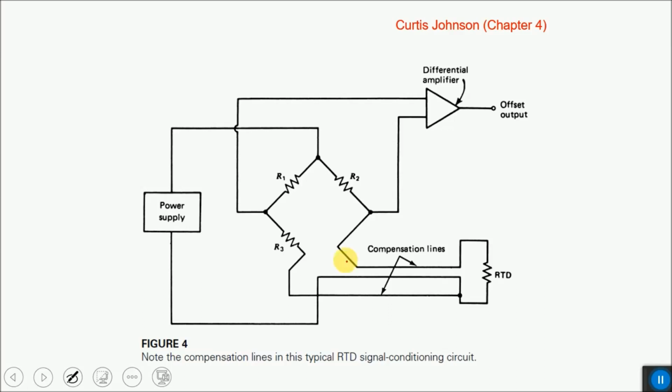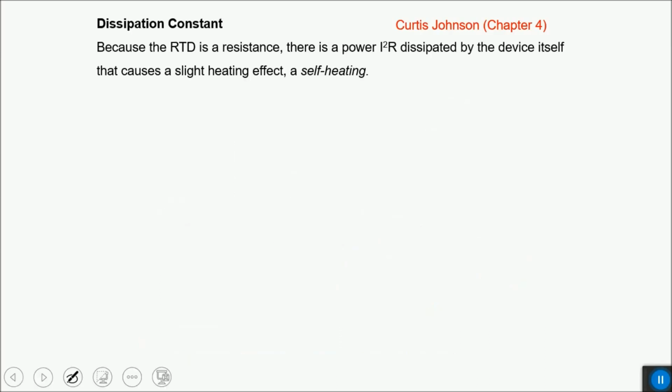And one more thing to note here is these compensation lines. As the change in resistance of this RTD is very small, and it is also dependent upon the change in the resistance of metal, and these wires are also based on metal, they can contribute to a considerable error if we do not use compensation lines for this purpose.